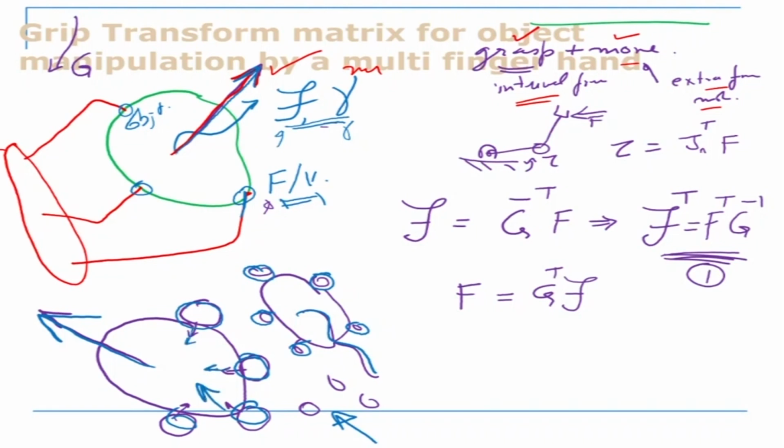Because of the motion of these small mobile robots, this object will have a resultant velocity which is gamma. So we want to find the relation between that gamma and v, and that is basically what we mean by the grasp matrix.